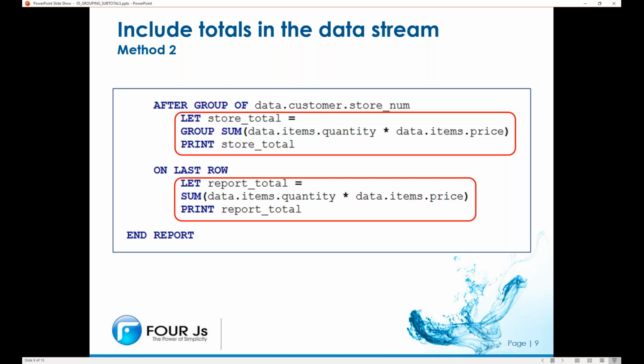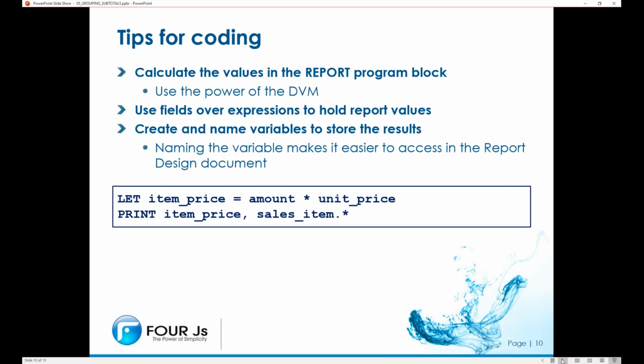It's going to give you a different RDD where you're going to have different trigger nodes for the after group and the on last row, but it still works. So it's a way you can do it. We recommend method one, however. That's what the development team tells me to promote, and so that's what we're going to do in our labs.